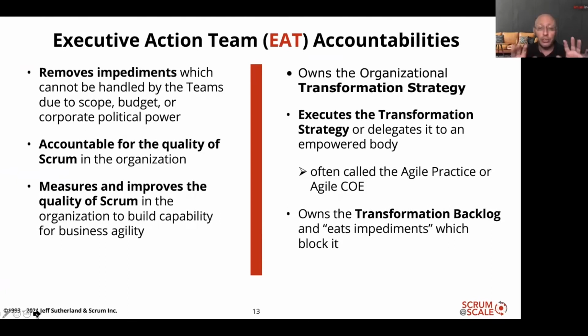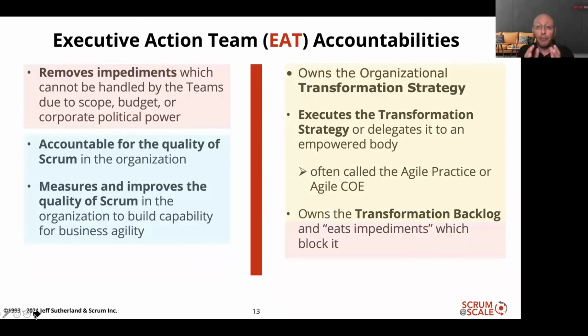When you take a look at those accountabilities, there are three major groupings. The first one is all about impediments. That's one major grouping. The second one is all about the Scrum itself, the quality and business agility that they have. And the third one is that transformation strategy and executing it. So we're gonna look at the executive action team through the lens of these three major accountability categories.